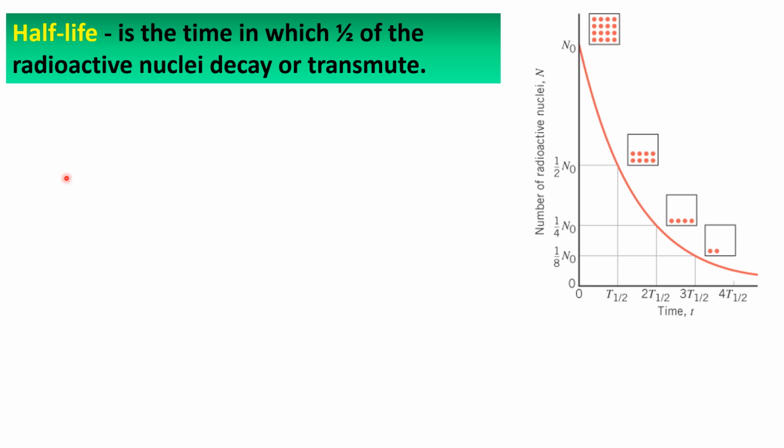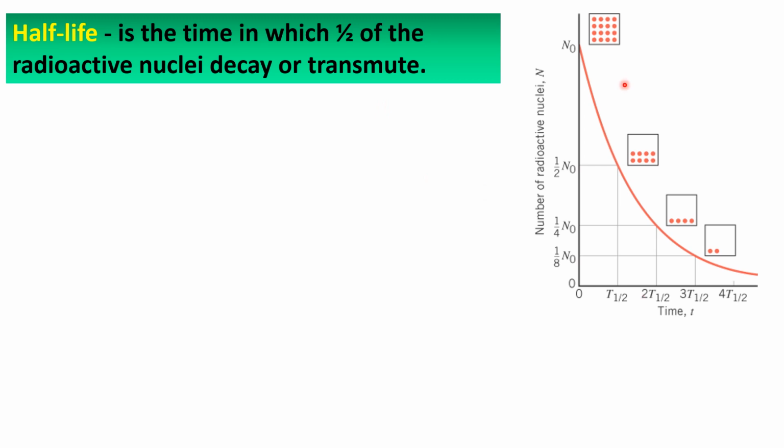Before we start answering questions, we will first review some terms or concepts related to nuclear transmutation or the rate of nuclear decay. First in the list is the meaning of half-life. So half-life refers to the time it takes for one half of the radioactive nuclei to decay or transmute. Okay, what does that mean?